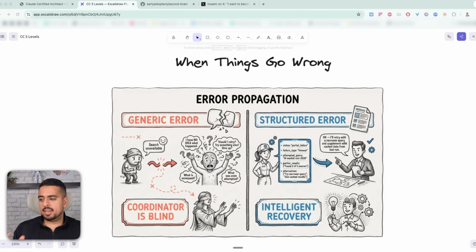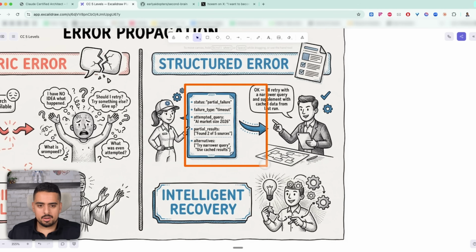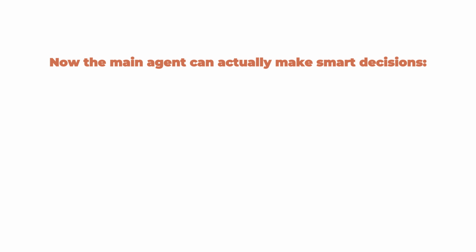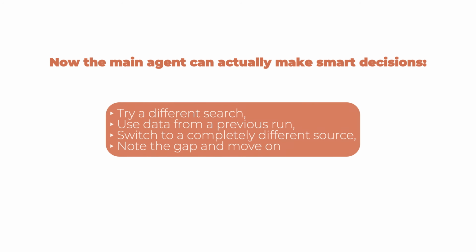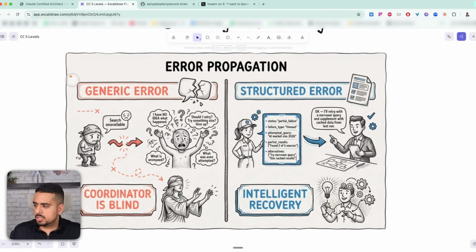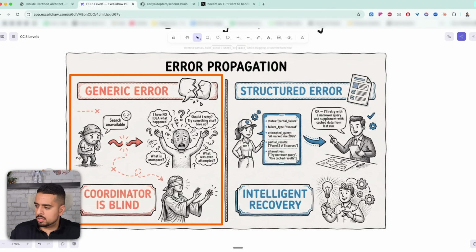All right, and we're getting near the end here, and this portion of the guide just covers error propagation, basically what to do when things go wrong. Now compare that to a detailed error that includes what went wrong, what was attempted, any partial results that came back, and what else could be tried. So now the main agent can actually make smart decisions, meaning trying a different search, using data from a previous run, switching to a completely different source, or just basically noting that gap and moving on. So the TLDR of the TLDR is this just breaks down how to allow your agents to fail gracefully, meaning failing in a way where you get meaningful errors, so you can get meaningful outputs and meaningful retries.